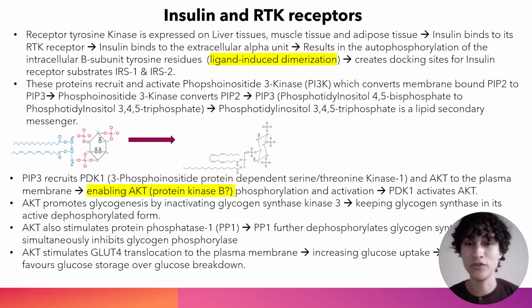Now, just to take a few steps back, once we've created our docking site and our IRS1 and IRS2 constituents have been recruited, it activates phosphoinositide 3-kinase. Okay, and phosphoinositide 3-kinase will phosphorylate your membrane-bound phosphatidylinositol 4,5-bisphosphate. Now, phosphatidylinositol 4,5-bisphosphate is a phospholipid that's found in the lipid membrane of most cells, and it's a precursor to a really important secondary messenger.